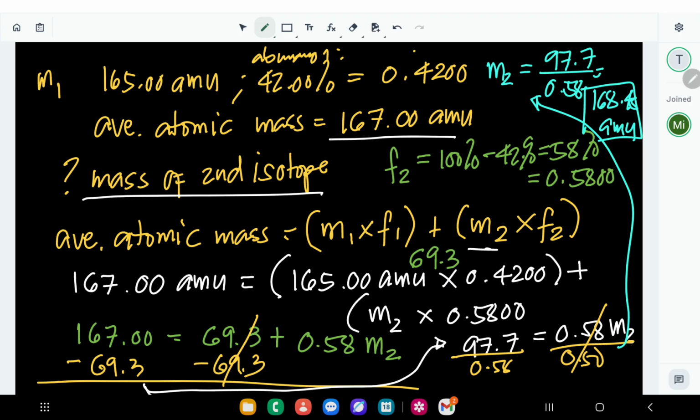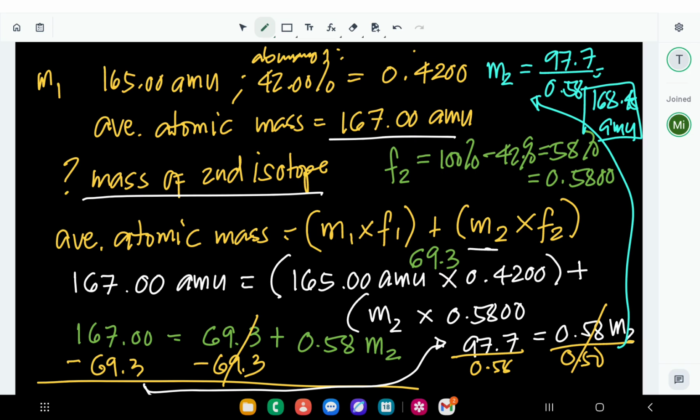Where is 167? Oh, from the given. It's given in the problem. Look, at the last part of the problem, the average atomic mass is 167 AMU.